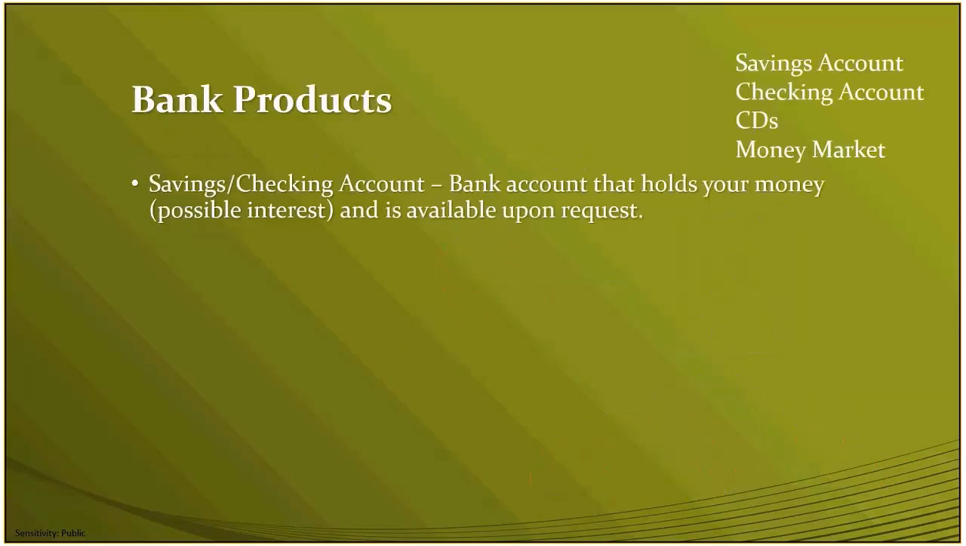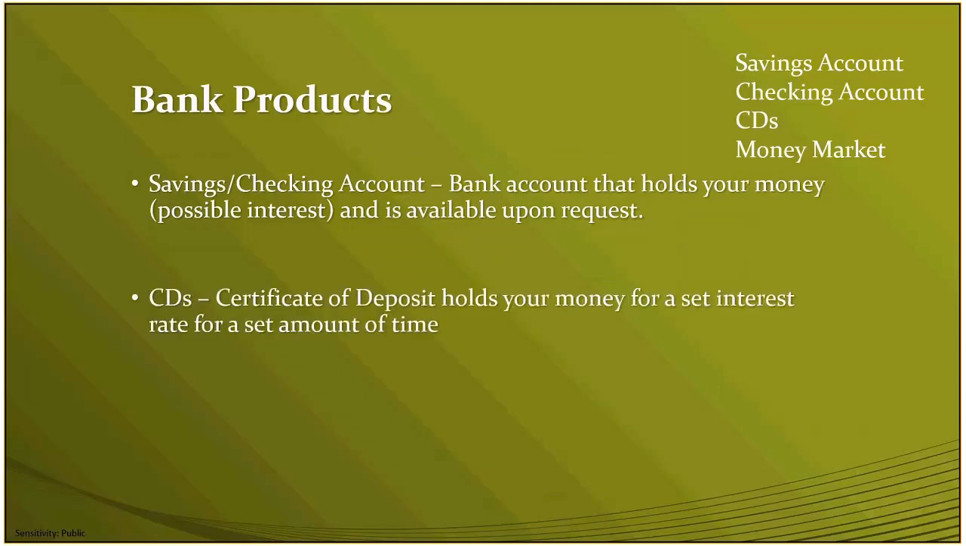And then the last thing we're going to talk about is probably what everybody is familiar with, bank products. These are savings accounts, checking accounts, CDs, money markets. We'll breeze through these because I think everybody's familiar with them. Checking and savings accounts are bank accounts that hold your money. You might get interest, and it is available upon request. This is the most liquid and readily available to you. Anybody can go to their bank and get money out.